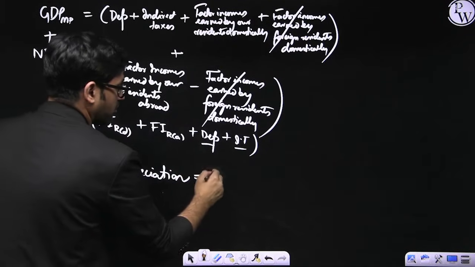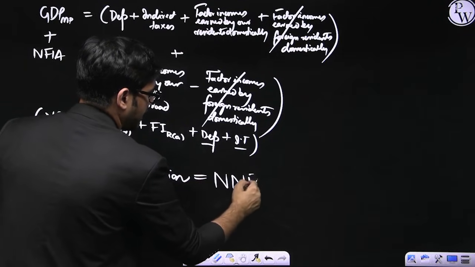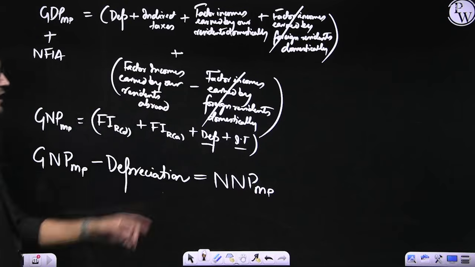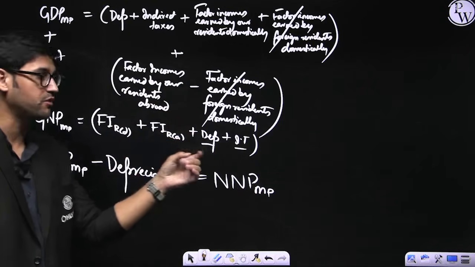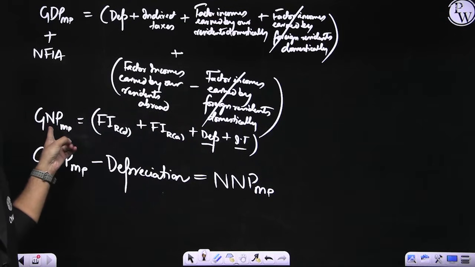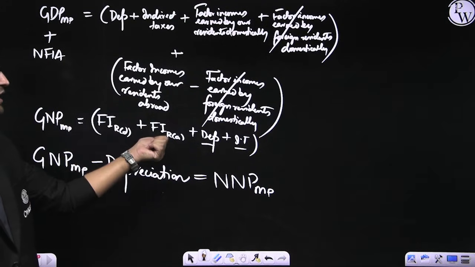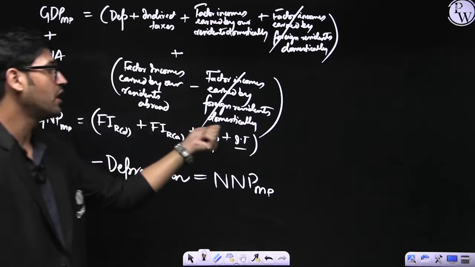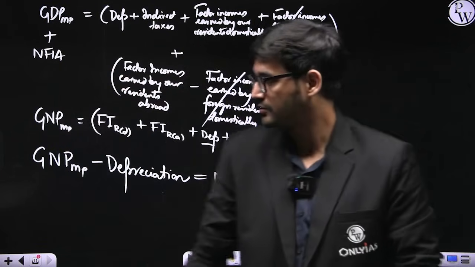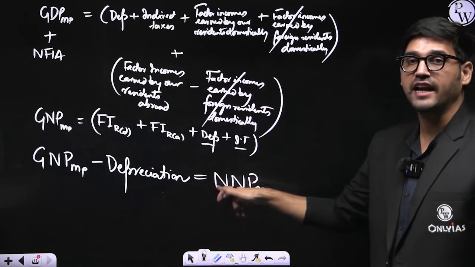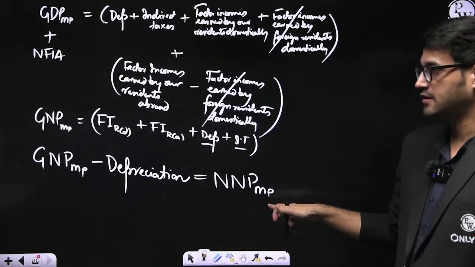This is going to be called NNP at market prices. That means we will first take out depreciation. When we subtract depreciation from GNP at market prices, we are left with factor incomes of residents domestically plus factor incomes of residents abroad plus net indirect taxes. This is going to be called NNP, net national product at market prices.